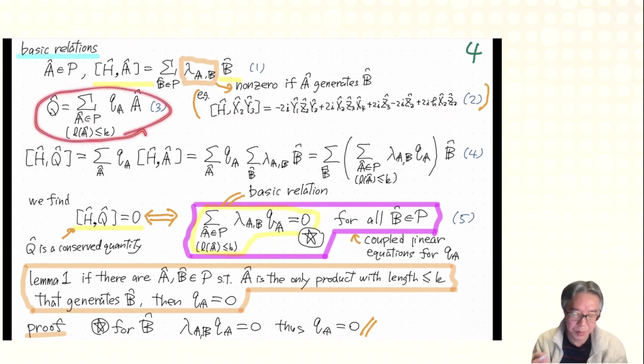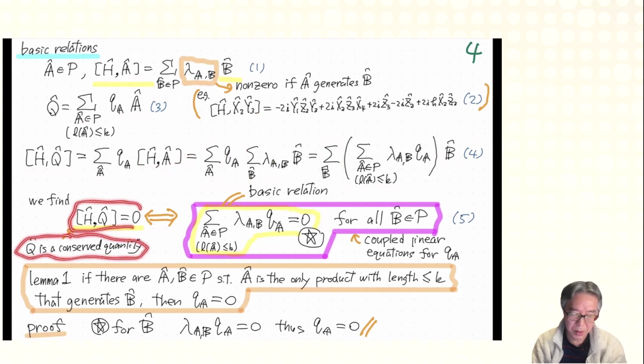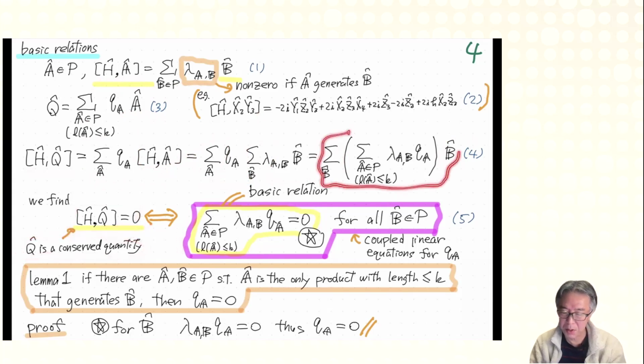Now, recall that our candidate of a local conserved quantity is this, and we are interested in this commutation relation. So you simply plug this in and use the linearity of the commutator to get this, and then you substitute this into here. Okay, now since both the summations are finite sums, you can exchange the order. So you first sum over B, and this is the coefficient. Now we find this. Now the condition that Q is a conserved quantity is this, and this is equivalent to the statement that this is 0. But since all the B's are independent, that this is 0 means that this coefficient is 0 for any B. So we get this condition: the commutator being 0 is equivalent to the statement that this is 0 for all B.